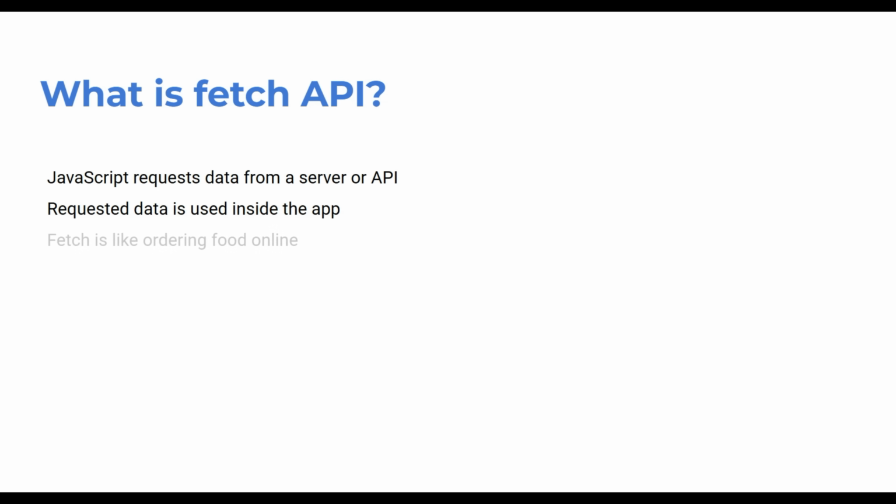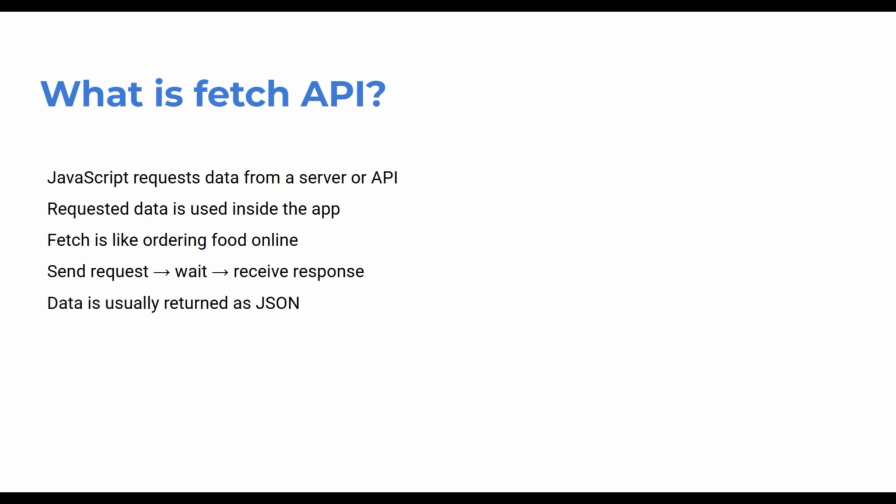In real life, think of Fetch like ordering food online. You place an order, wait while the restaurant prepares, and then you receive the food. Similarly, Fetch sends a request, waits for a response, and then gives your app the data, usually in the JSON format.